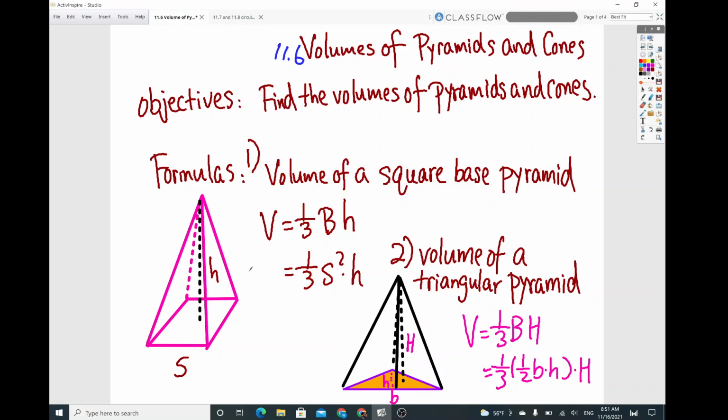So, back to the volume for the square base pyramid. The other way to write it is 1/3 times s squared. S squared is just giving you the area of the square base, and then times the height of the pyramid.